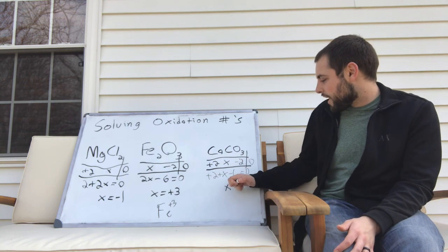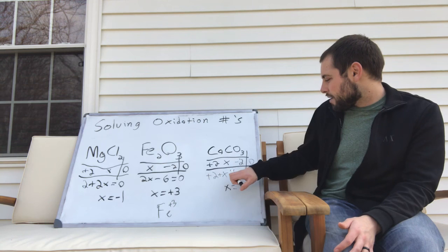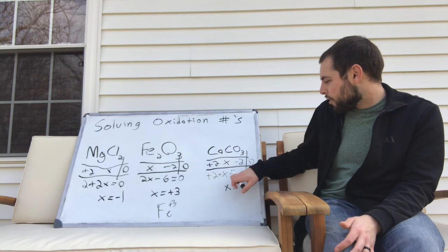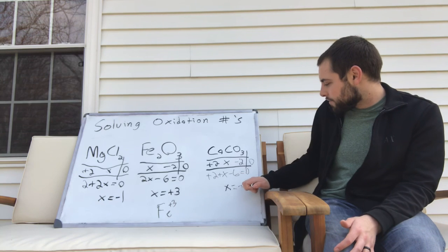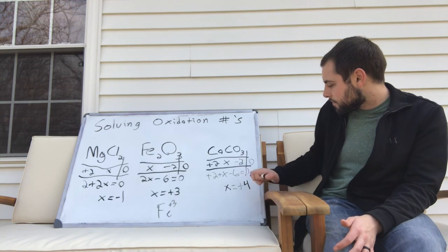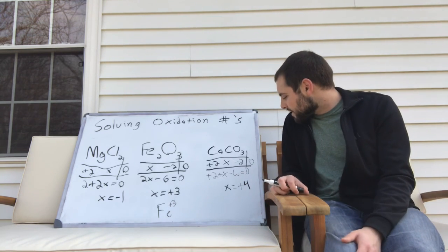So doing some quick algebra here. If I combine these terms, that's a negative 4. X minus 4 is 0. X equals positive 4. And then this all adds up.